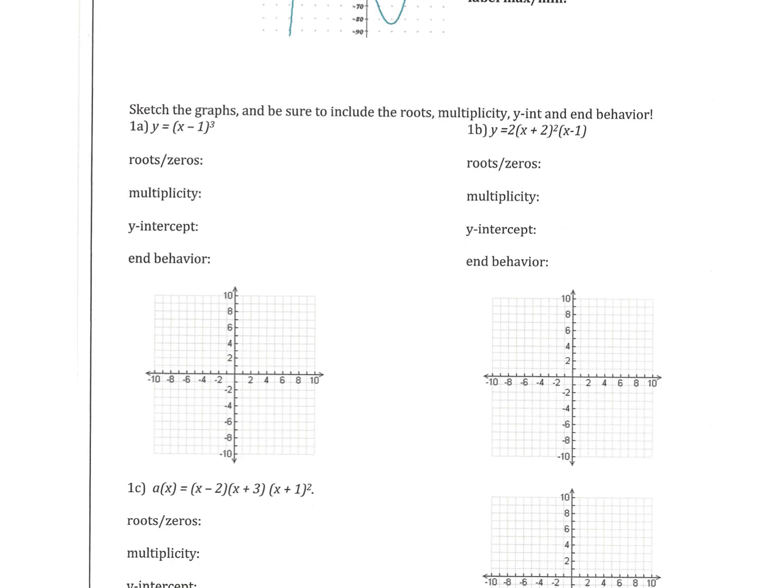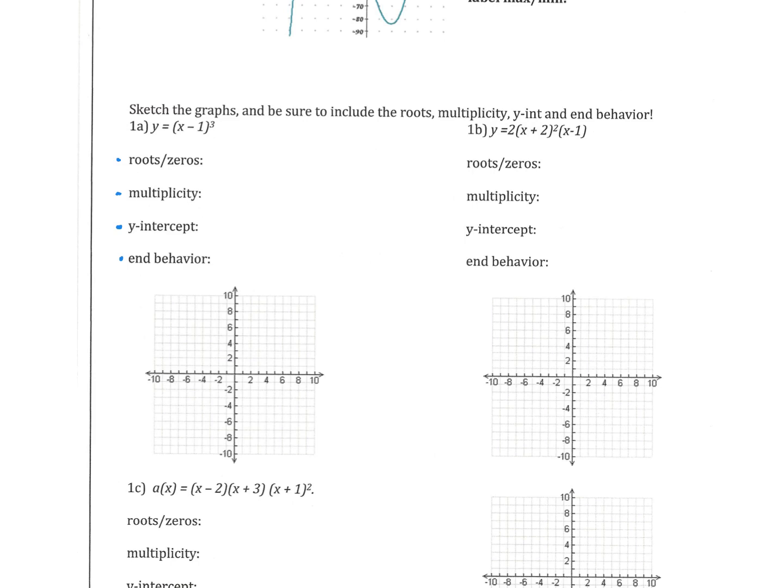So first of all, I need to know my roots or my zeros, my x-intercepts before I can graph. I have to consider any multiplicity. Are there any bends or are there any bounces? I need to know what my y-intercept is, and I need to know what my end behavior is before I can graph.